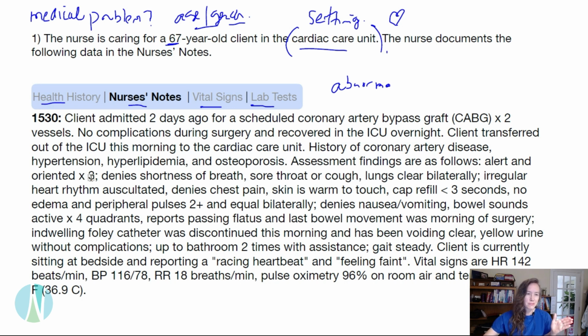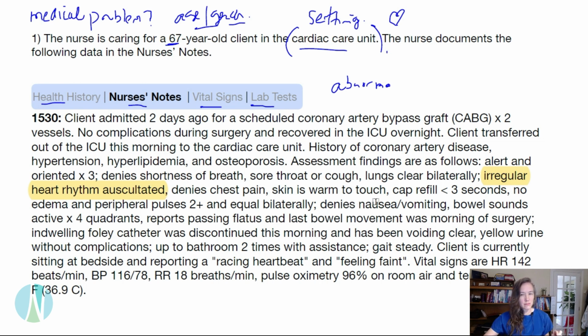Alert and oriented times 3. Denies shortness of breath, sore throat, or cough. Lungs clear bilaterally. Irregular heart rhythm auscultated. Ooh, that's not normal. You shouldn't just have an irregular heart rhythm. Denies chest pain. Skin is warm to touch, cap refill less than 3 seconds, no edema, and peripheral pulses 2+ and equal bilaterally. So the rest of that stuff looks okay. So you have to be detail oriented. Don't just skim over stuff. I mean, really pay attention to each assessment finding and see if it seems normal or abnormal.